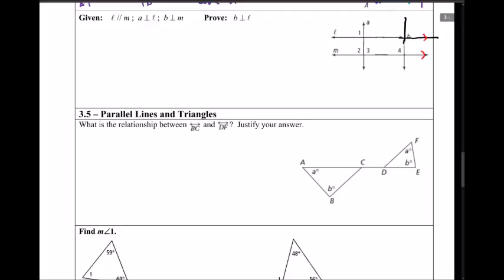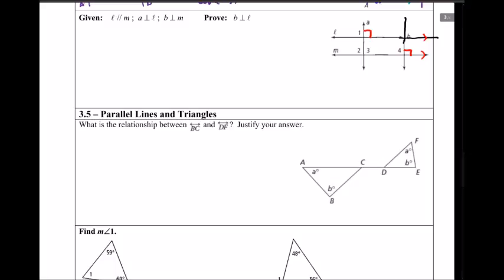Now that's a good thing. I have two parallel lines. They're cut by a transversal. I got two of them there. Let's see what we can do with that. We're told that A is perpendicular to L, so I'm going to make that one perpendicular. And B is perpendicular to M. So line B is over here, and it's perpendicular there.